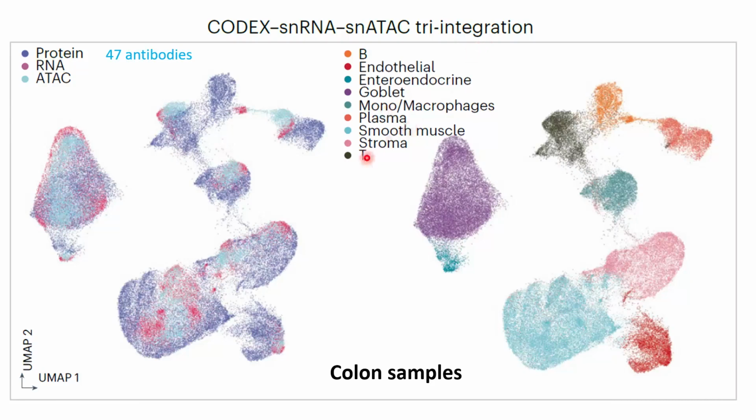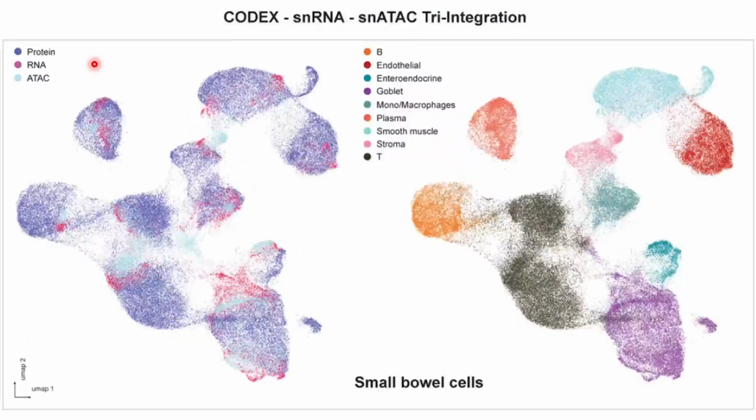They demonstrated this package can be used to integrate CODEX, RNA, and ATAC-seq data. This is probably the first package to show you how to perform triple modalities data integration. In this dataset, they used colon samples, and for the protein dataset, there are 47 antibodies. In the same paper, they also demonstrated the method for triple modalities integration for CODEX, RNA, and ATAC-seq data for small bowel cells. You can see here again, MaxFuse can integrate three datasets very well.